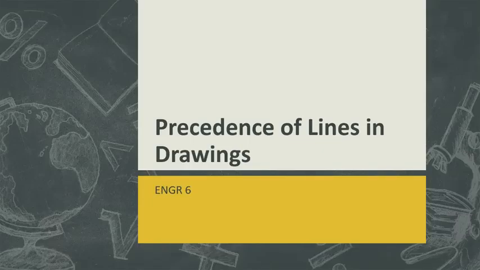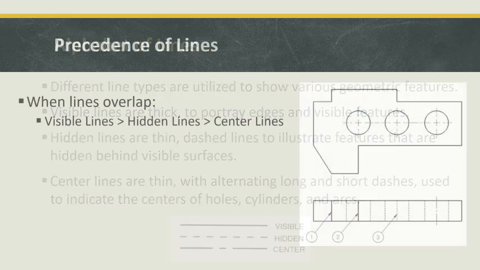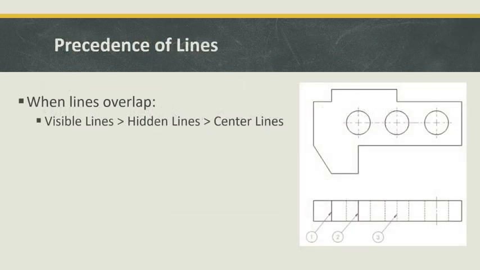Precedence of lines in drawings. We covered that there are different types of line styles used in engineering drawings: visible lines, hidden lines, center lines, and so on. When two or more lines overlap, you do not need to draw all of them.